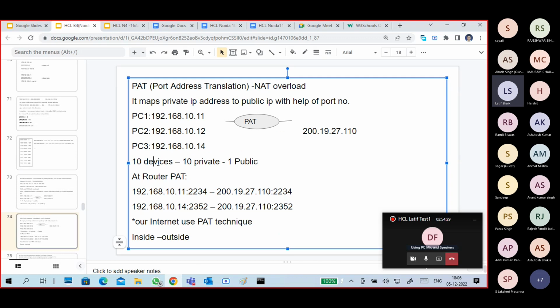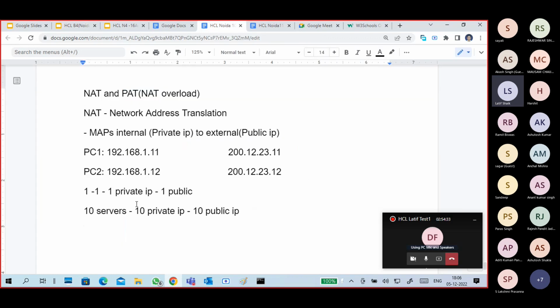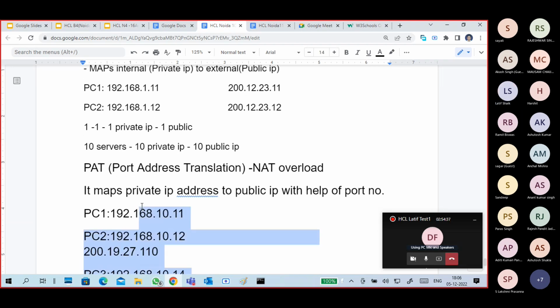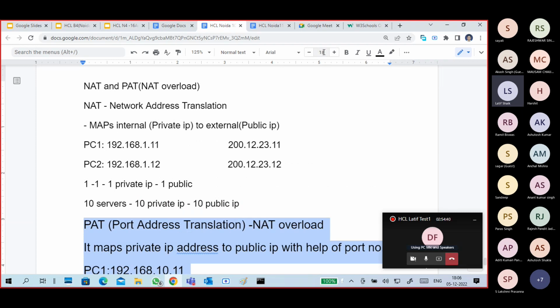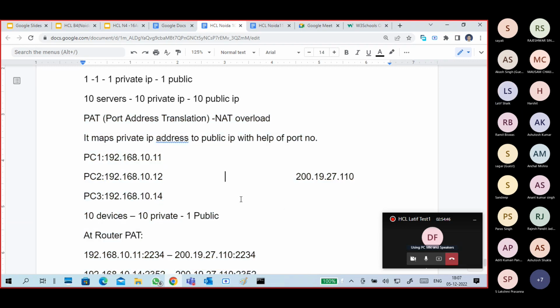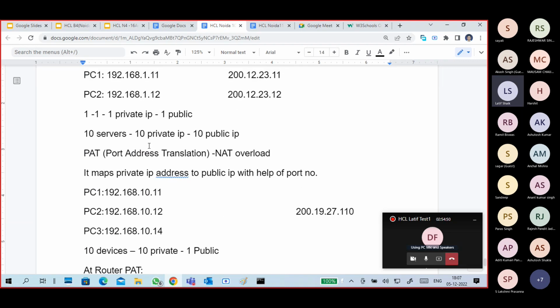But in our home, how many PCs are there? It is a server or a PC, a normal PC also, same concept. If you want to communicate outside, you need a public IP address. If you don't have a public IP address, you cannot communicate.